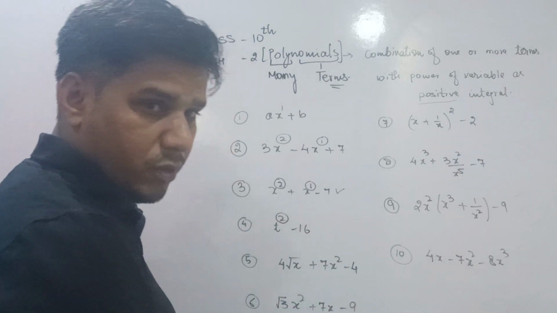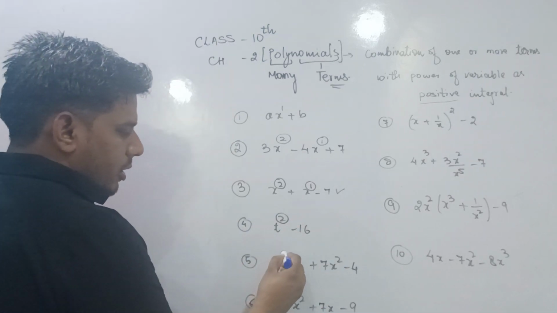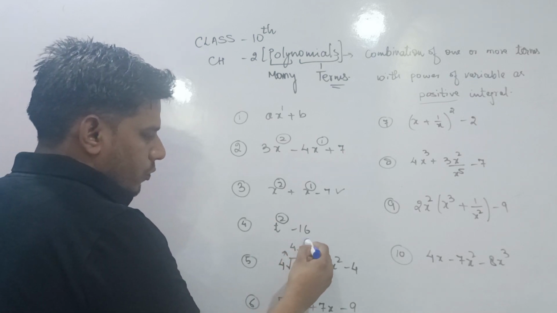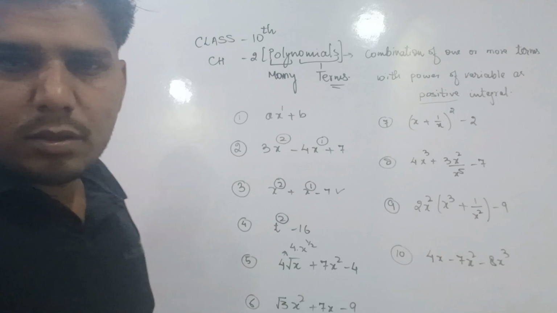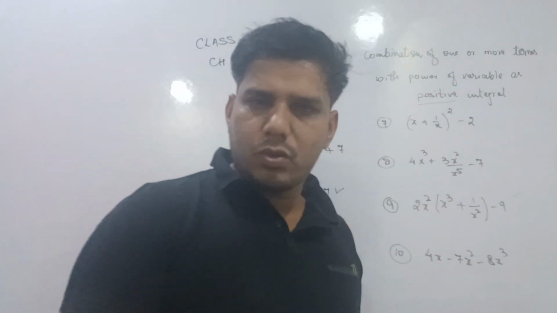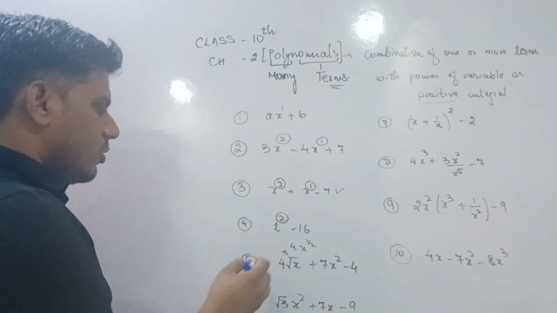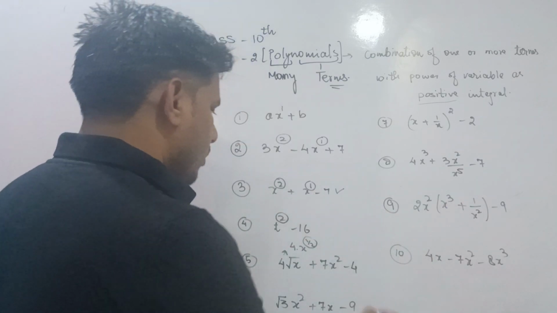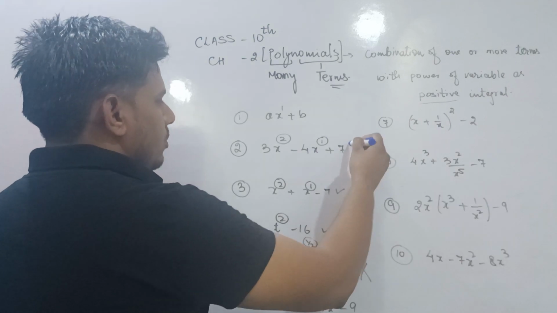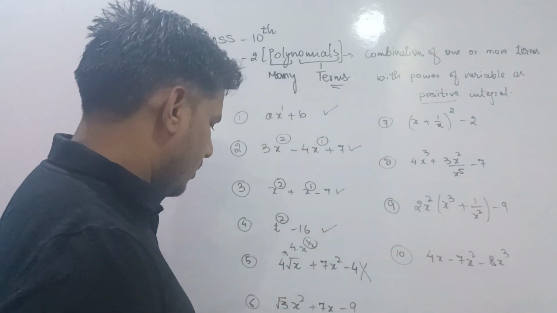In the fifth one, if we check this, we can write it as 4 into x raised to 1 by 2. Square root sign implies power 1 by 2, so we can write it as x raised to 1 by 2, and 1 by 2 is not a positive integer, it is not an integer in fact, so it will not be a polynomial. Third one is polynomial, second one is polynomial, first one is polynomial.